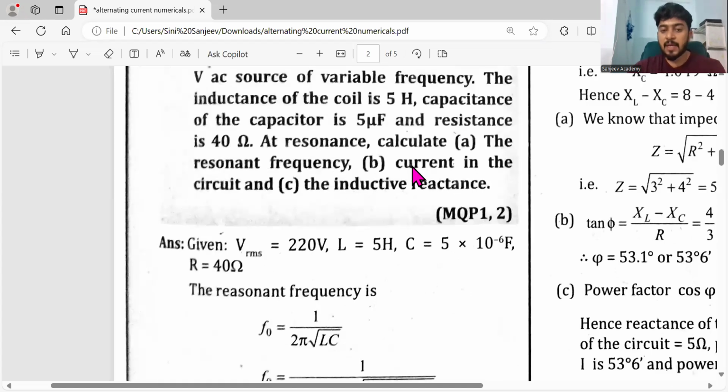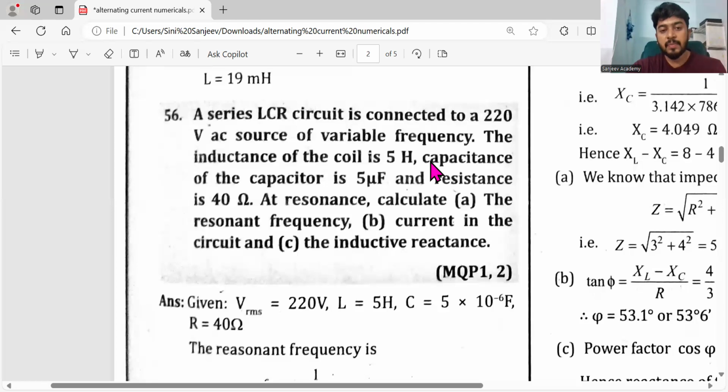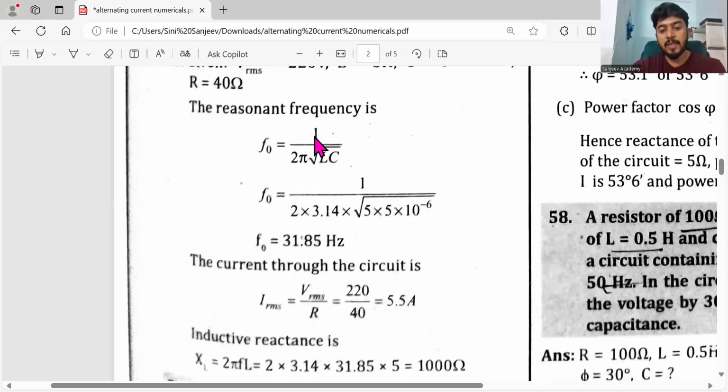Second question is the current in the circuit. What is given here? An LCR circuit is connected with 220 volt. I is equal to V by R, V RMS by R. V is 220 volt, so 220 volt by 40. Simple substitution.